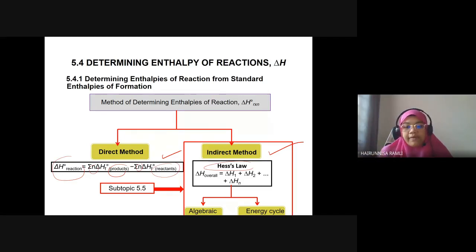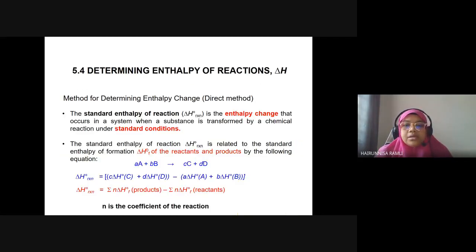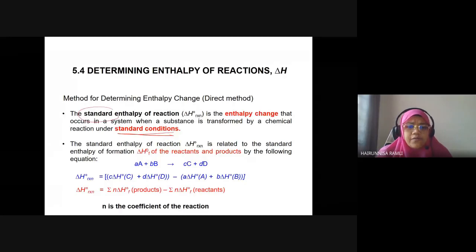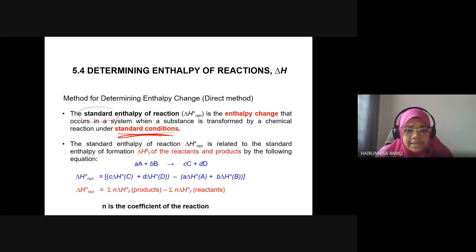So this is the direct method, and for the indirect method, we have methods according to Hess's law, where you have the algebraic method and also the energy cycle method. Okay, so kita pergi pada direct method dulu. So the standard enthalpy is the enthalpy change that occurs in the system when a substance is transformed by a chemical reaction under standard condition. Bila kita mention about standard, so of course your condition must be in standard jugalah. And this standard enthalpy of reaction is related to enthalpy of formation. Okay, formation of what? Reactants and also products.